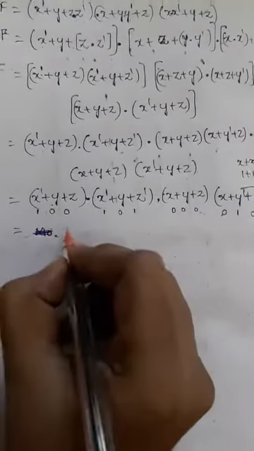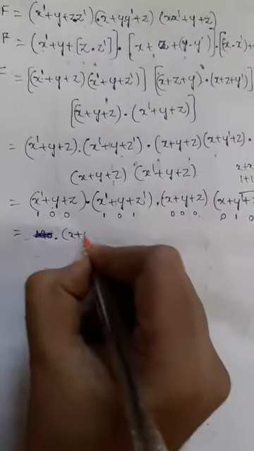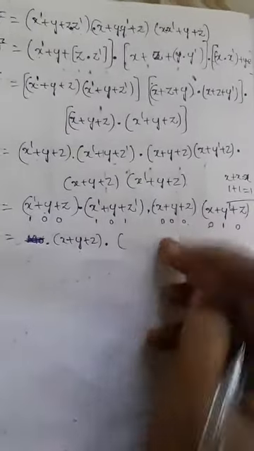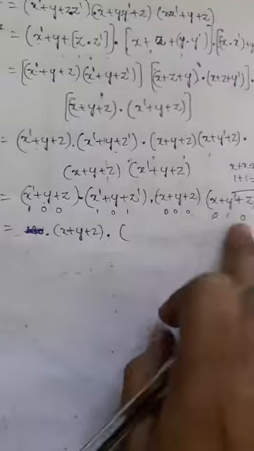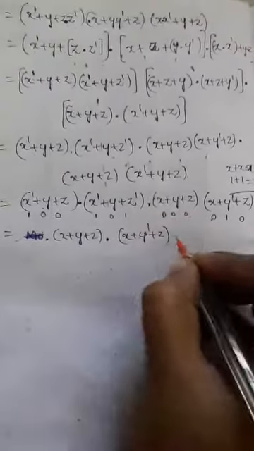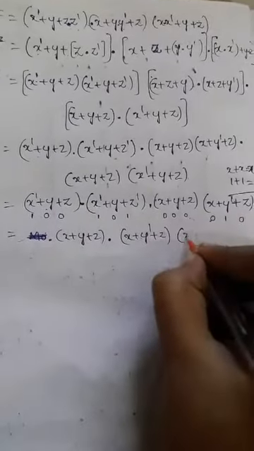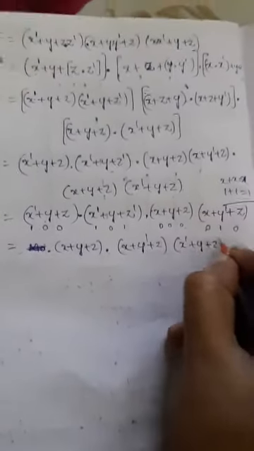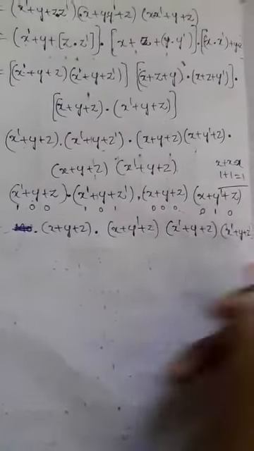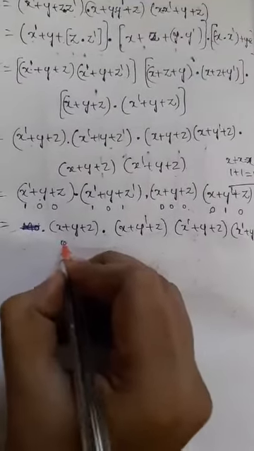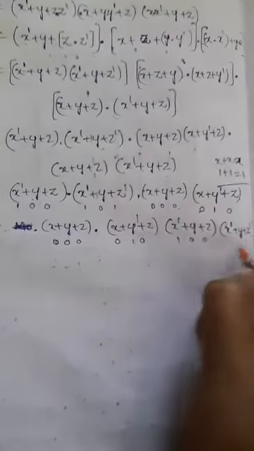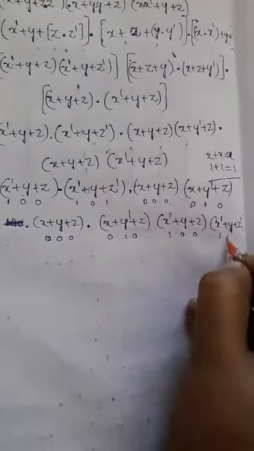So I can rewrite this equation like this, in order: x plus y plus z, and next after triple zero, 0 1 0, x plus y complement plus z, and next the first one, x complement plus y plus z, and the next one is x complement plus y plus z complement. Now write the values: 0 0 0, 0 1 0, 1 0 0, next 1 0 1.